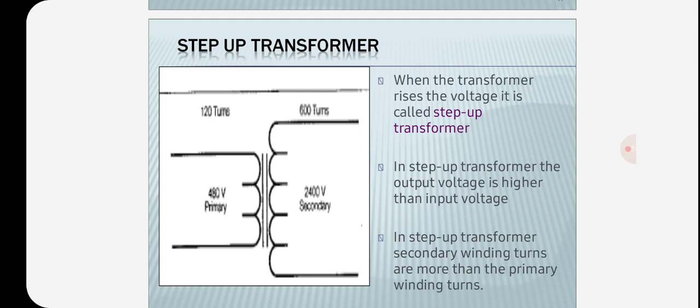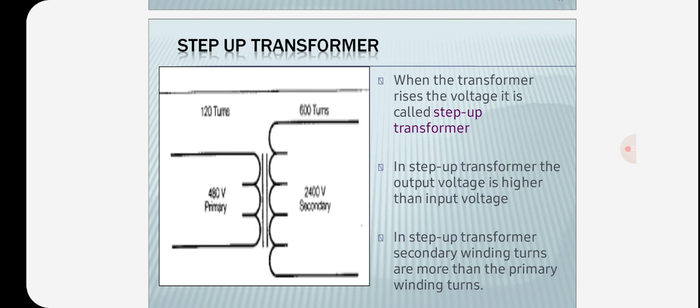If N2 greater than N1, then E2 greater than E1 or V2 greater than V1, that is secondary voltage will be more than primary voltage, and such a transformer is called step up transformer. If N2 less than N1, then E2 less than E1 or V2 less than V1, that is the secondary voltage will be less than primary voltage, and such a transformer is known as step down transformer.